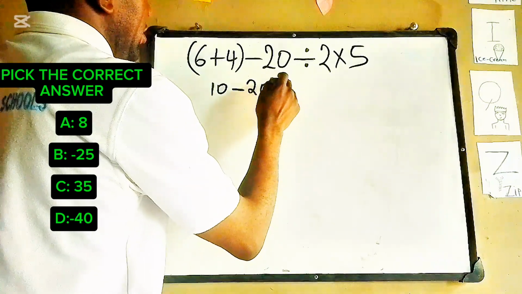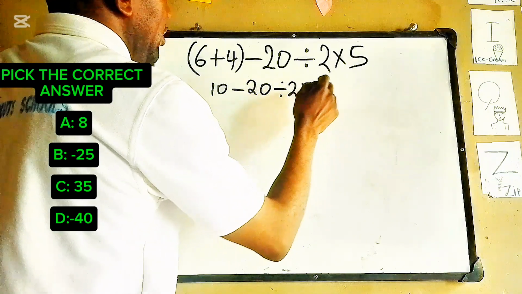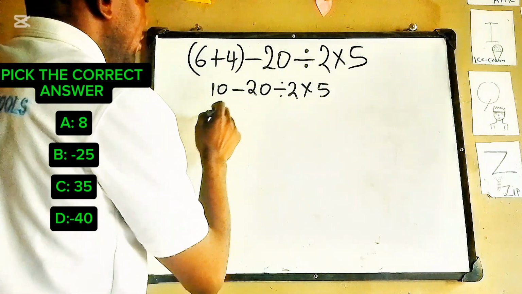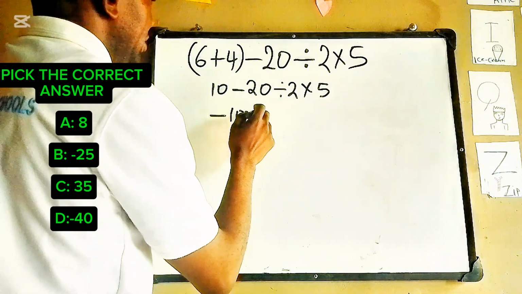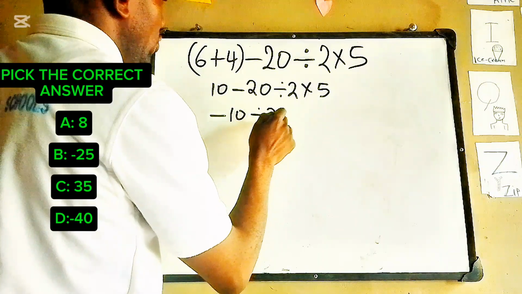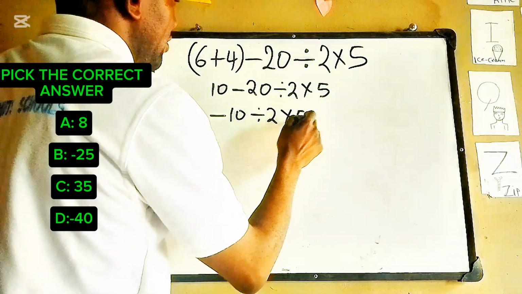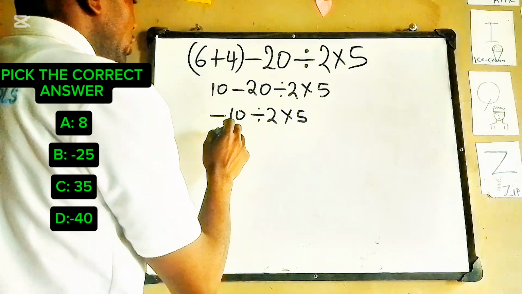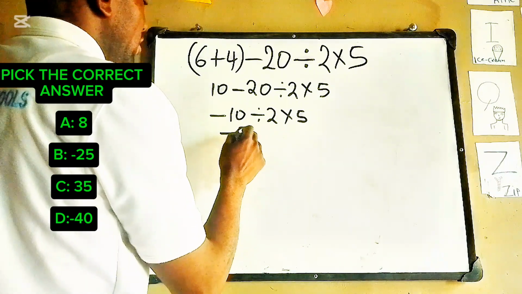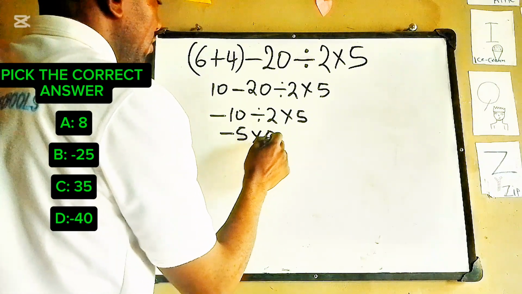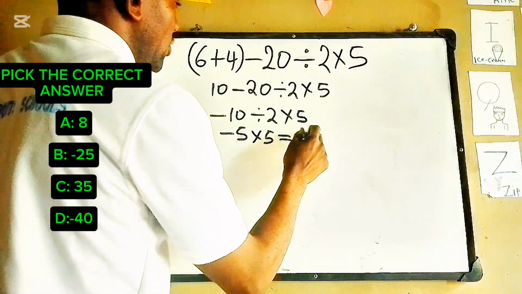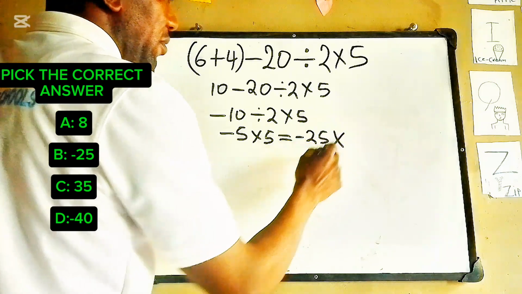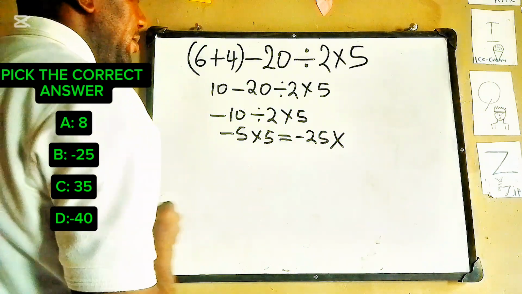20 divided by 2 times 5. Again, we have minus 10 divided by 2 times 5. Again, we have minus 10 divided by 2. We have minus 5 times 5 equals minus 25. This is wrong. It's not correct. Okay?